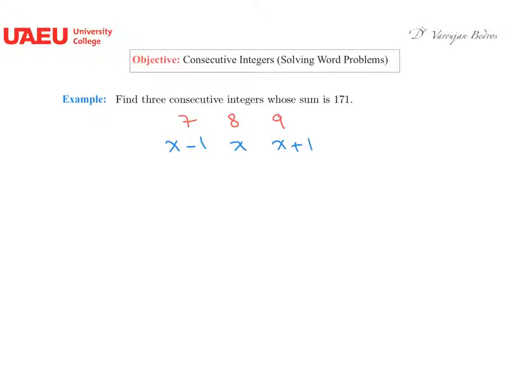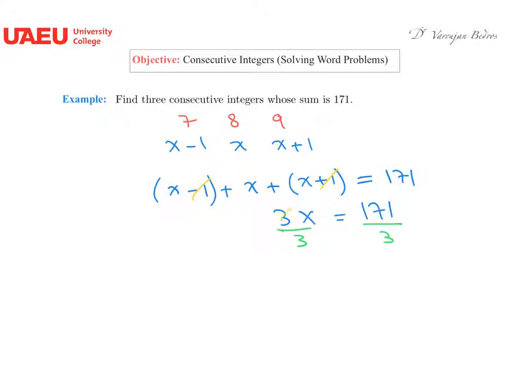So finally, when we add all these three unknown numbers, we want the sum to be 171. The next step is to solve this equation. After simplifying the left-hand side, we get 3x equals 171. Divide both sides by 3, then simplify and get x equals 57. So the required three consecutive integers are 56, 57, and 58.